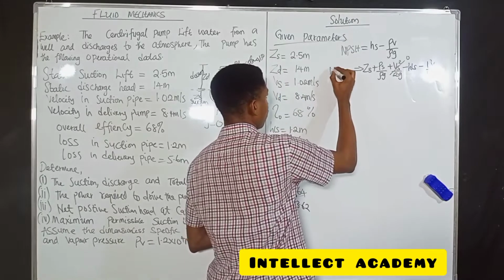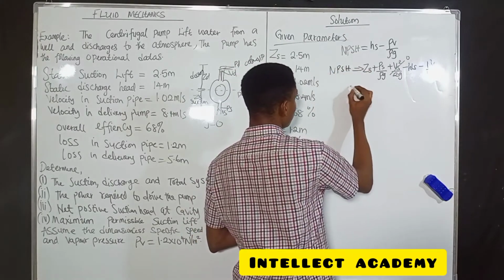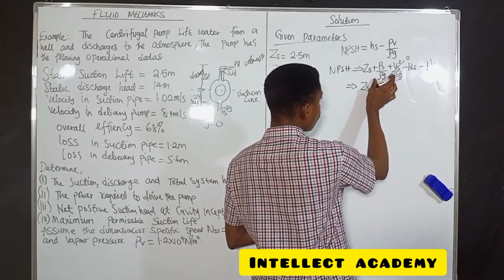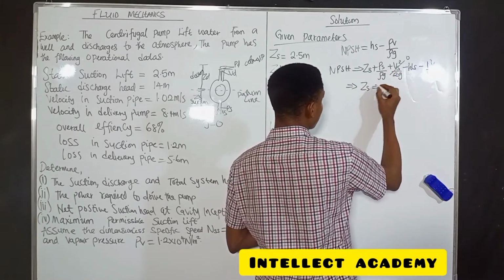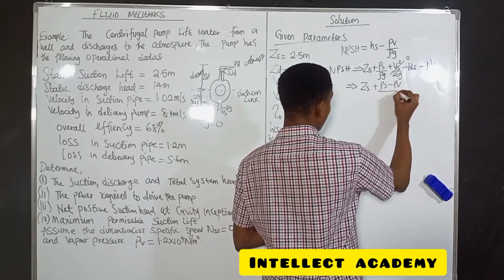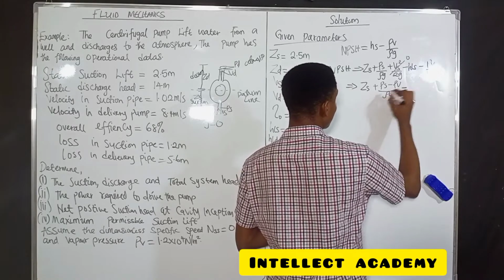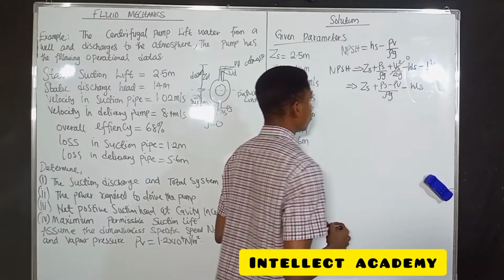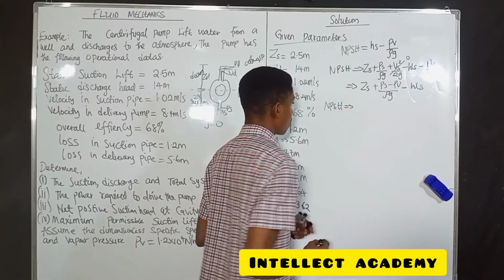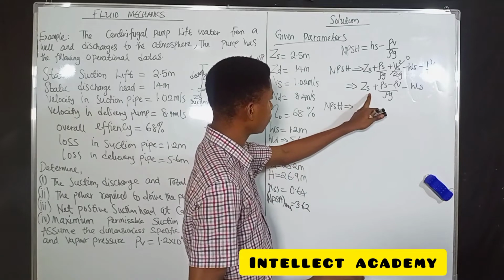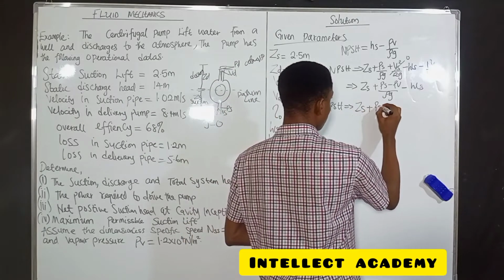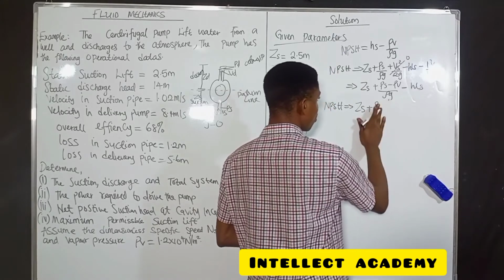Now take note, this is our value for the NPSH. So we can collect like terms. So we're going to have ZX. Now when we bring these two together, we're going to have plus Px over rho g negative HLS. So our NPSH is equals to what? Plus, so we have Zx plus Px over, take note, this is very important.